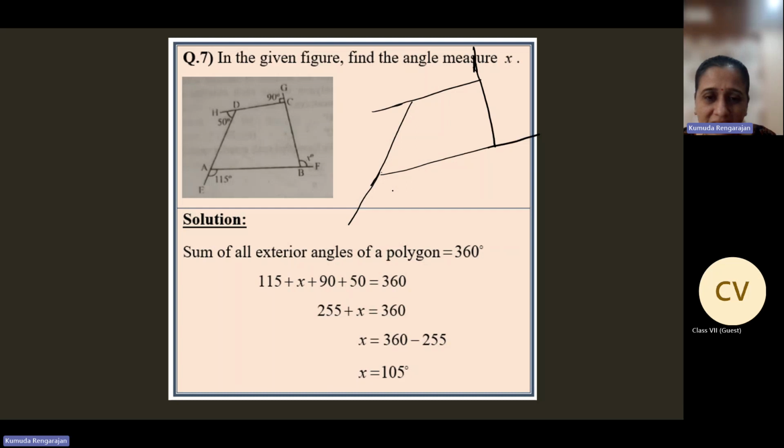You can slightly extend this portion. They're very small in the figure here. You can just pull it like this so that it's more clear.